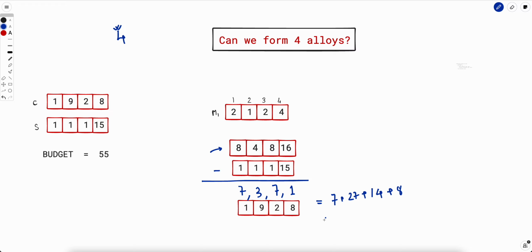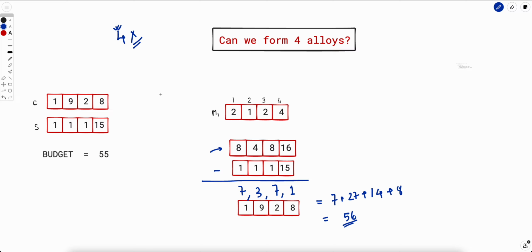So in total, how many coins do you need to spend? 27 plus 7 is 34, 34 plus 14 is 48, 48 plus 8 is 56. So you need a total of 56 coins to actually make 4 alloys from the given machine M1, and you only have 55 coins. So the answer is no, right?